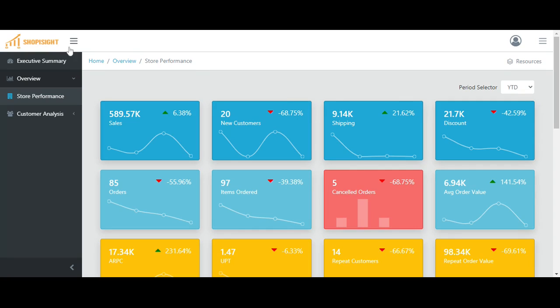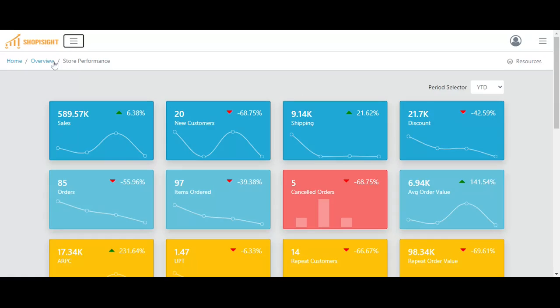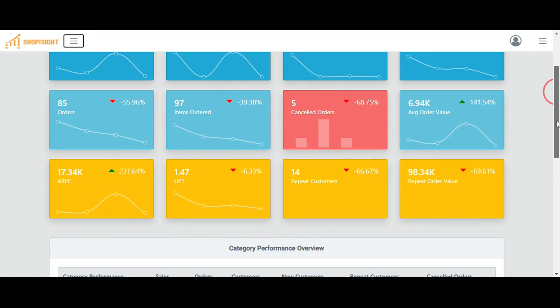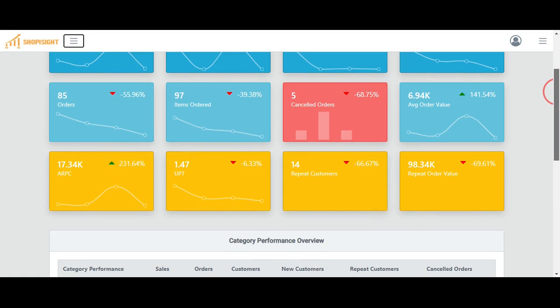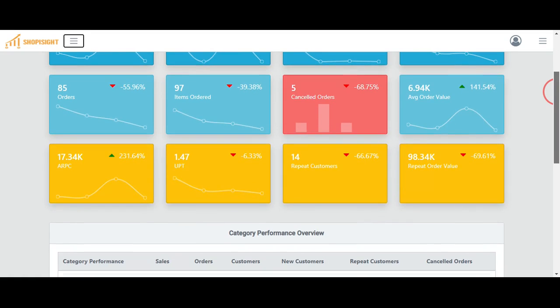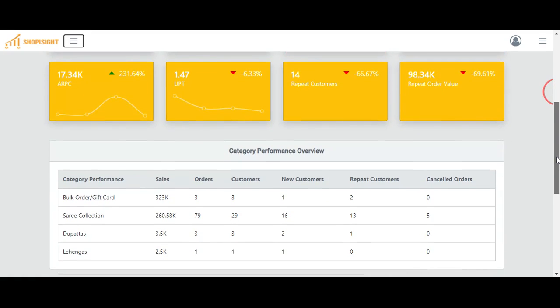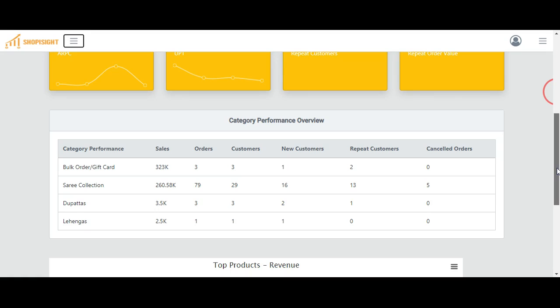of the app, and it shows you all the key metrics related to your business, such as sales, new customers, discounts, items ordered, cancelled orders, average order value, units per transaction, and repeat customers. It also shows you the category performance overview for your business.